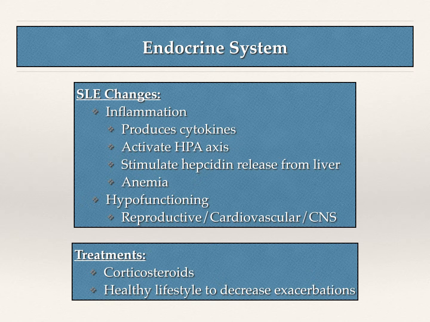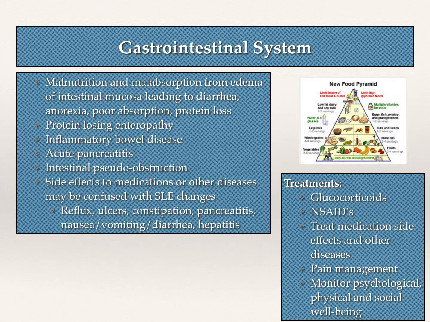Endocrine system. The endocrine system is affected, and it also affects multiple other systems. So we have inflammation, it produces cytokines, it activates the HPA axis, the hypothalamus, pituitary, and autonomic nervous system. Stimulates hepcidin release from the liver, anemia. It also causes hypofunctioning of the reproductive, cardiovascular, and CNS systems. Same treatment, corticosteroids, and a healthy lifestyle.